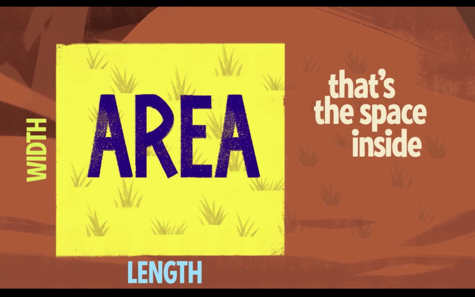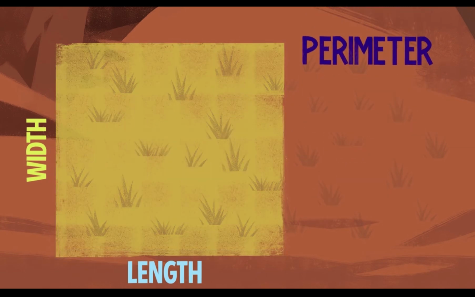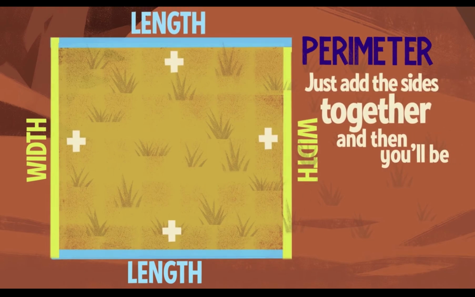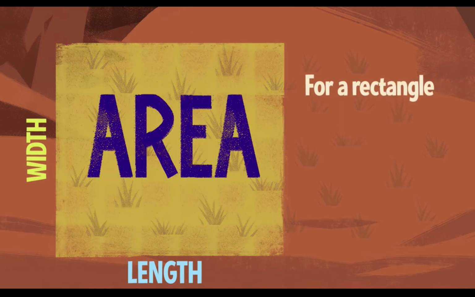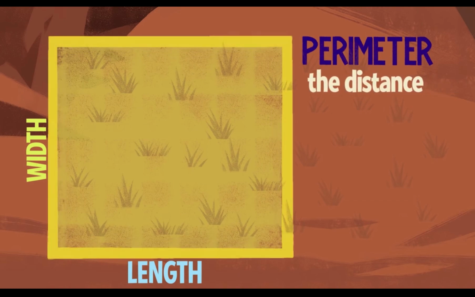Yup, you knew it. The area, that's the space inside. For a rectangle, its length and width are multiplied. And perimeter, the distance around the shape. Just add the sides together and then you'll be great with the area. That's the space inside. For a rectangle, its length and width are multiplied. And perimeter, the distance around the shape.